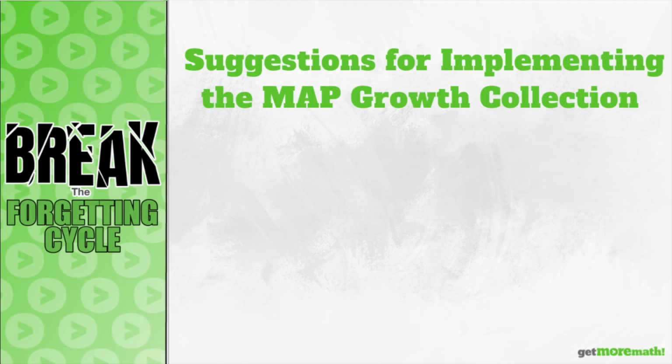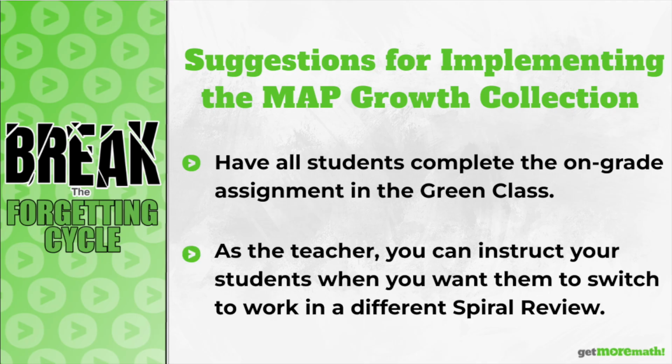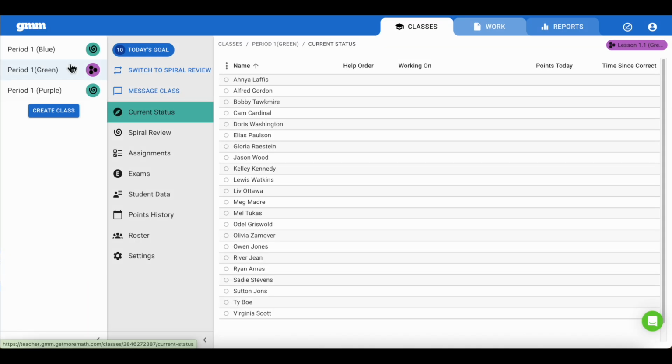Just a couple suggestions for implementing the Map Growth collection in your classes. We encourage you to have your students work in that on-grade green class as much as possible, so have all students complete the on-grade assignment in the green class. You should also encourage students to continue working in the on-grade spiral review. As the teacher, you can instruct your students when you want them to switch classes in order to work in a different spiral review.